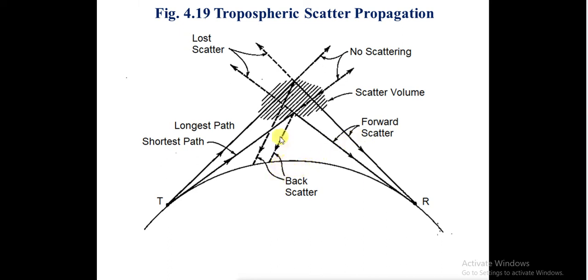But as the height variation of this scatter volume does not take place, it is very beneficial and can be used for long distance communication without using any microwave link. So this is all about tropospheric scatter propagation. The maximum distance between the transmitting and receiving antenna is around 30 wavelengths, which corresponds to the frequency of the UHF band. Thank you.